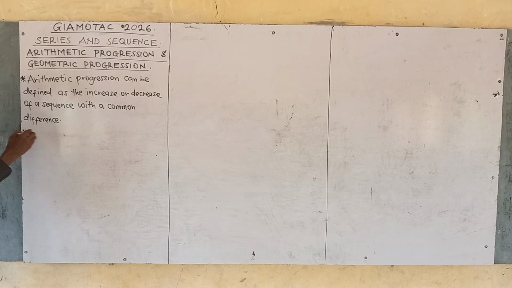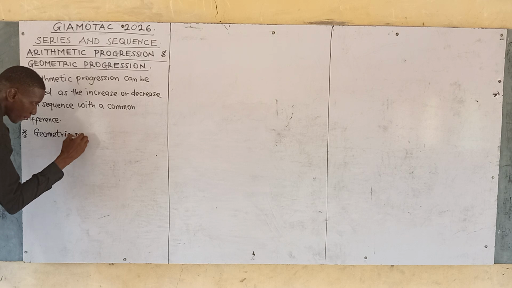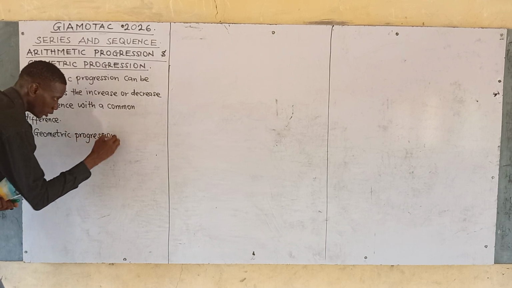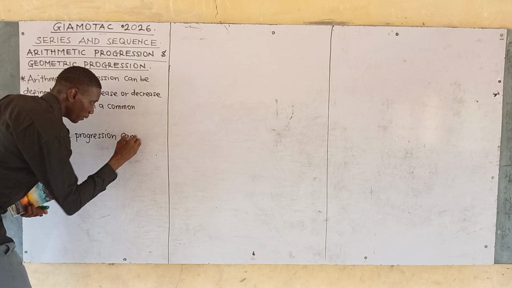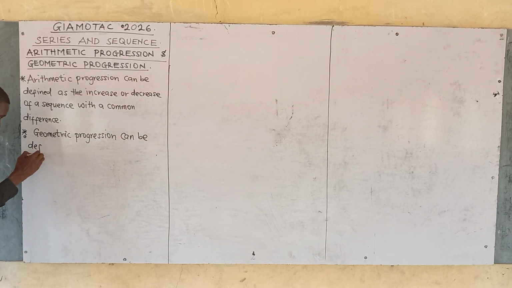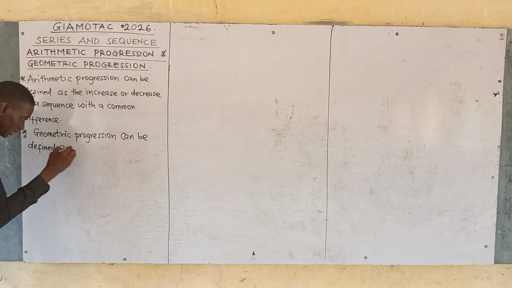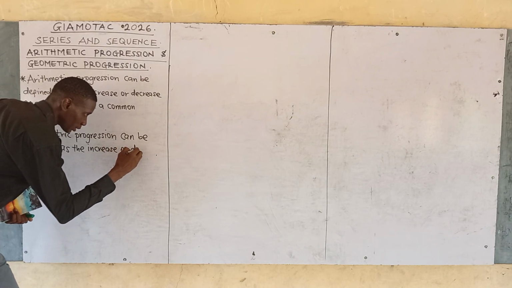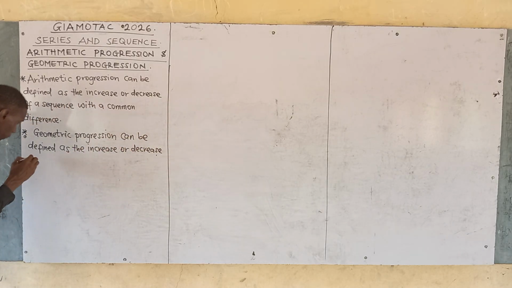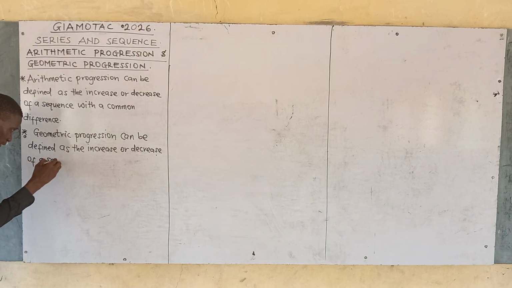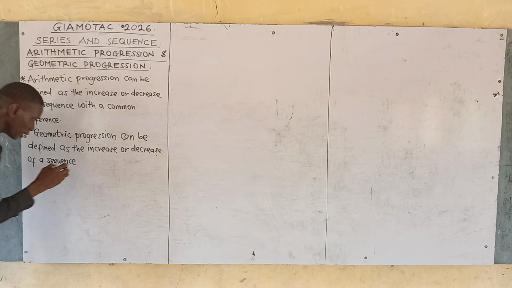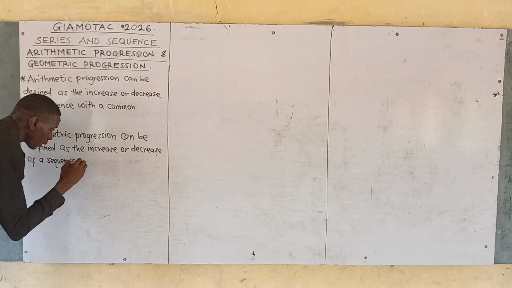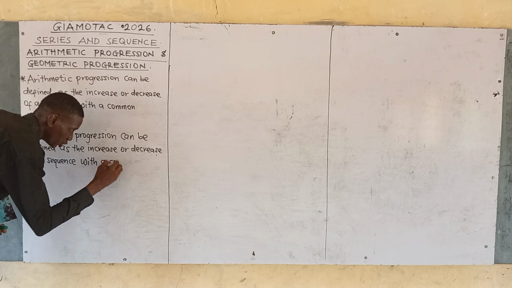Okay, so that is for our arithmetic progression. Let us check out our geometric progression. Geometric progression can be defined as the increase or decrease of a sequence with a common ratio.